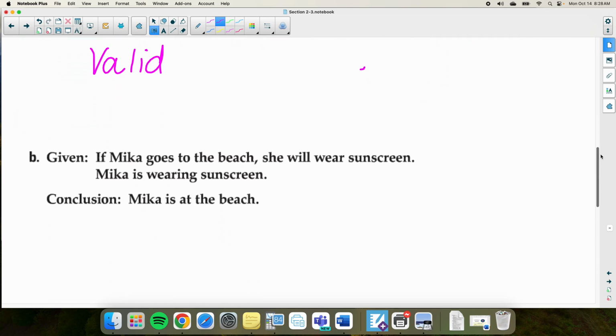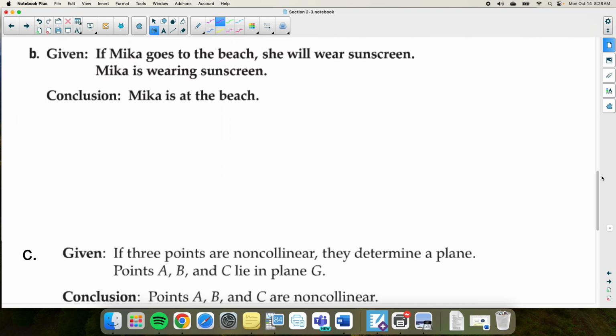Right? Now let's go and look at this one. If Micah goes to the beach, then she will wear sunscreen. Micah is wearing sunscreen. Micah is at the beach. Is that correct? Does this talk about going to the beach? No. So isn't this talking about the end? And that's not how we want it. So we just say invalid.